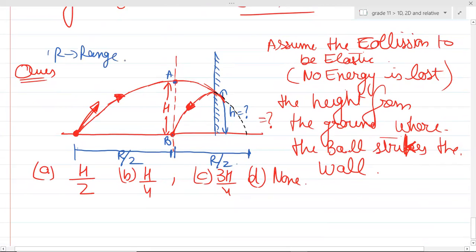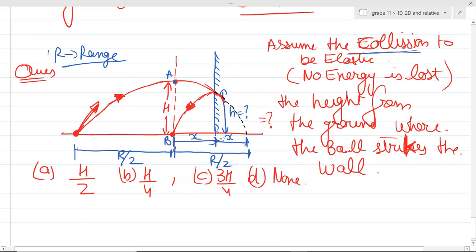See, this question is advanced, but look how easily it is solved. Figuring out R by 2 is not a big deal. The big deal is to figure out that this would have gone exactly the same way, since it's an elastic collision. If I had not placed the wall, this object would have gone like this. But if I place the wall, it goes exactly as a mirror image of what it would have done. So this distance and that distance would be equal.